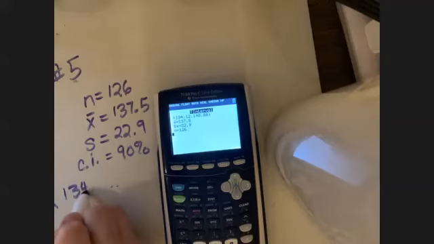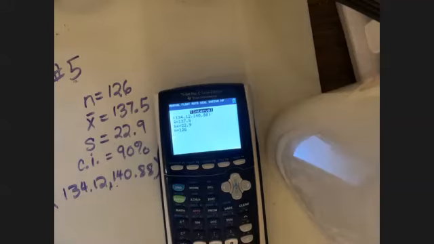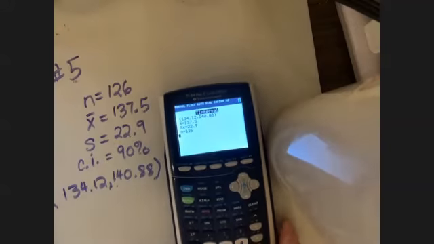So we are at 134.12 to 140.88, okay? So there is our confidence interval for this one.